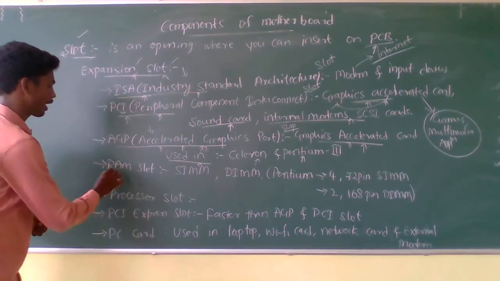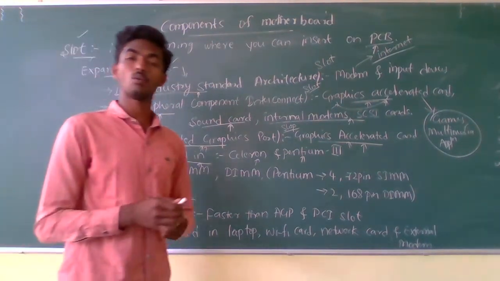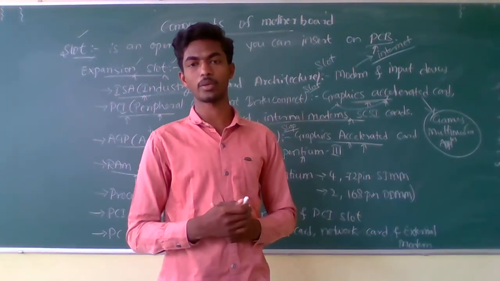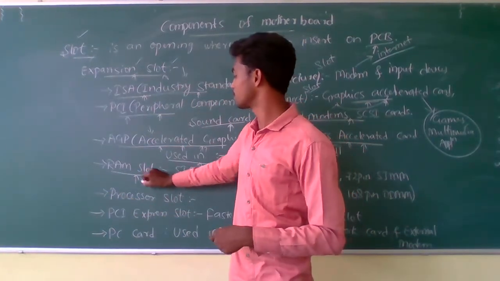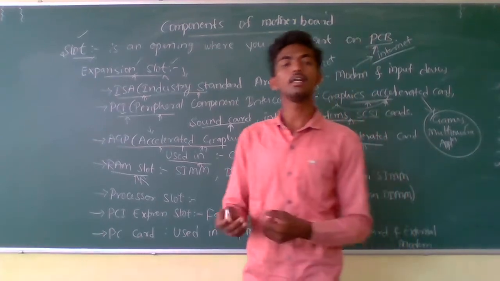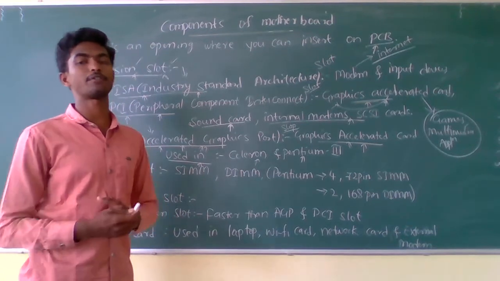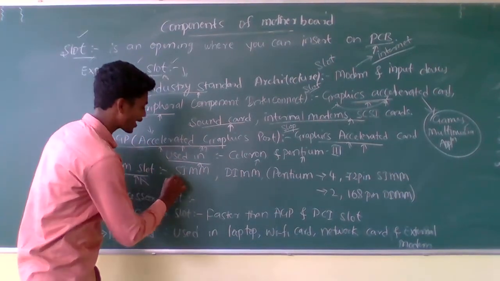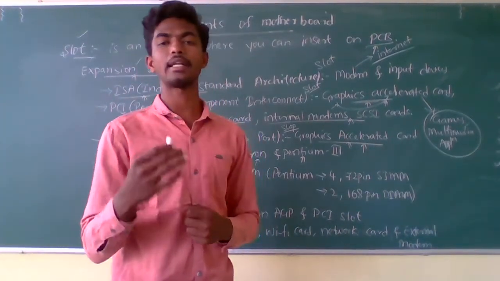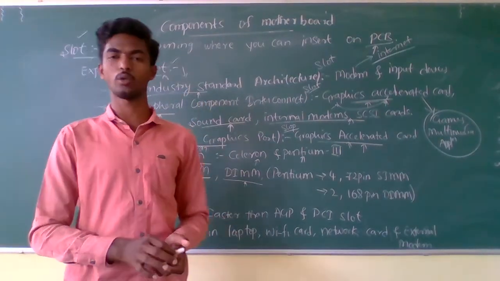And then a RAM slot is there. The RAM slot is one type of slot used to insert the random access memory, or simply we can say it is used to insert the primary memory on the motherboard to enhance the capacity of a computer system. And in that we have two different types of memory modules: single inline memory module, SIMM, and DIMM, dual inline memory module.